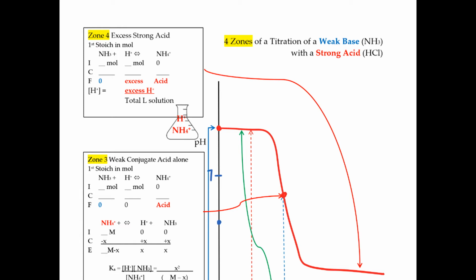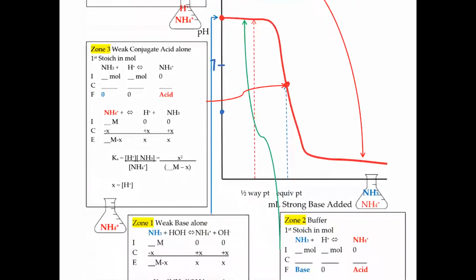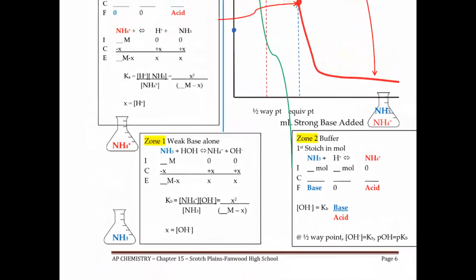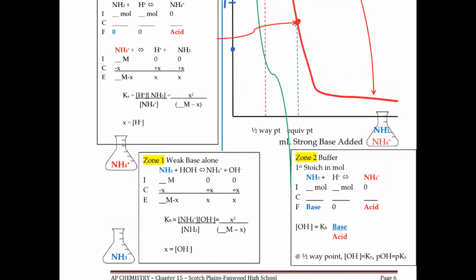Now we're going to discuss the four zones of a titration of a weak base with a strong acid, which is page 13 of the AP Chemistry Chapter 15 packet. We're going to start with zone 1, and zone 1 is where you only have your weak base. So you can see that you're going to start with a pH that is a little bit higher than 7. And if we take a look at the calculations, you'll recognize that you only have the ammonia in the flask. So if you only have the ammonia in the flask, you have a weak base.